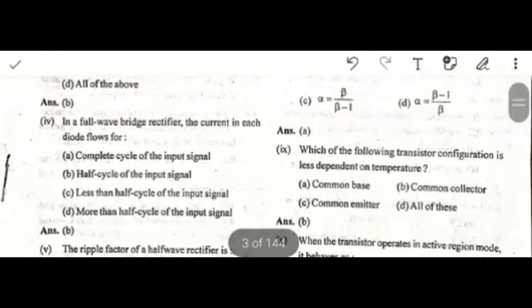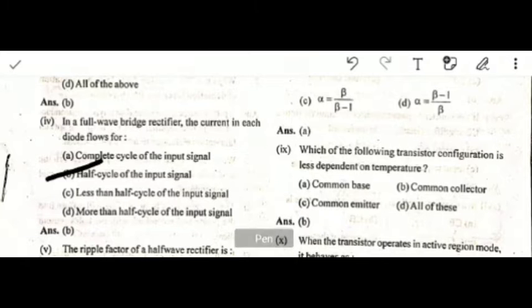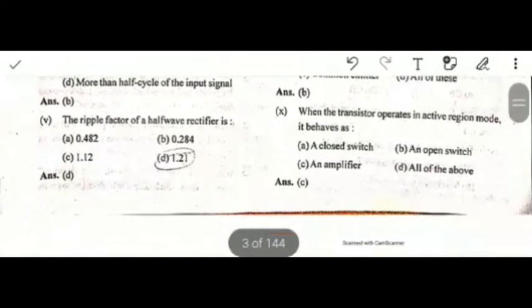Now in the fourth question, in a full wave bridge rectifier, the current in each diode flows for half cycle of the input signal, but its opposite, in a full wave center tap type rectifier, the current in each diode flows for the complete cycle of the input signal. But here it is asking for a full wave bridge rectifier, so the current in each diode flows for half cycle of the input signal.